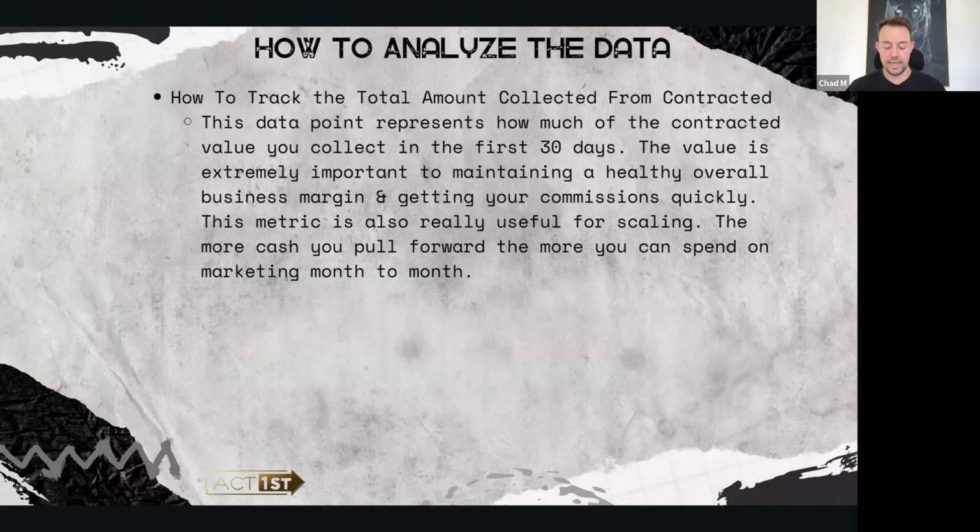Once again, of the amount you contracted, let's say in a month you contracted $50,000. In that same month, how much did we collect? Meaning that cash actually hit the company's bank account.